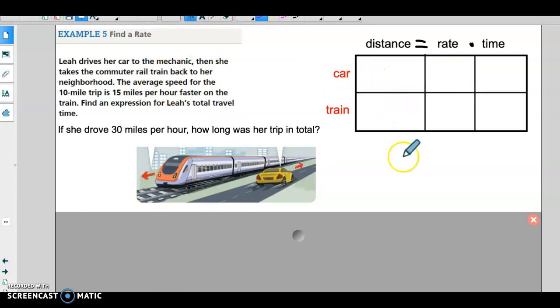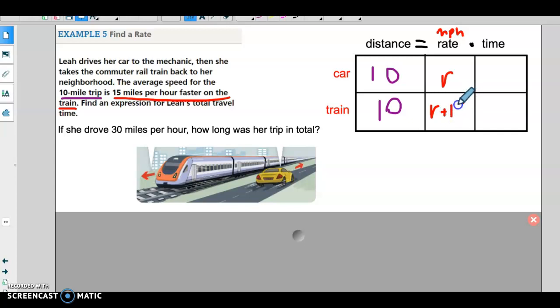So my distance, the key information there was it was a 10-mile trip, and that's 10 miles one way. So 10 miles in the car, 10 miles in the train. What's another piece of information they told us? They told us, and this is really important, 15 miles per hour faster on the train, okay? So 15 miles per hour, that's my rate. Miles per hour is a rate. So whatever I am in my car, I am 15 miles per hour faster on the train.